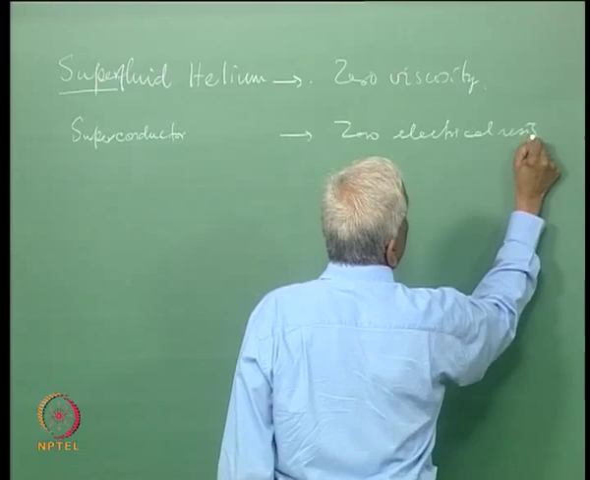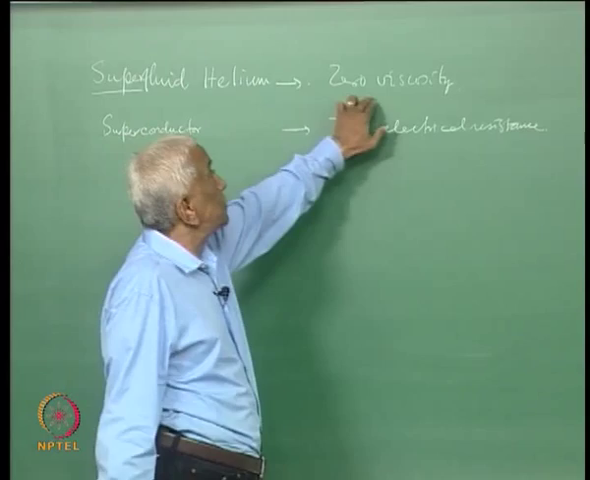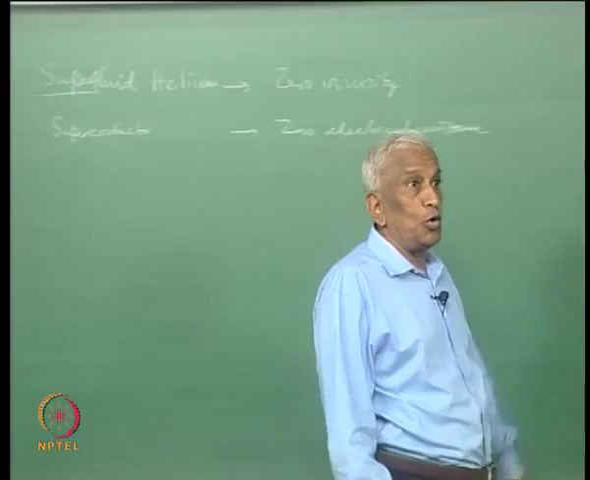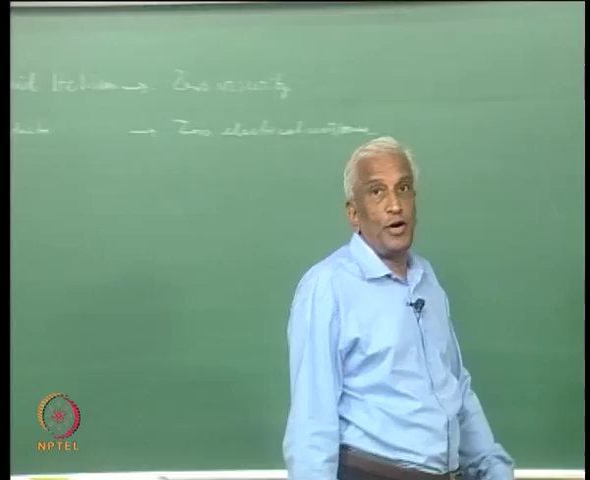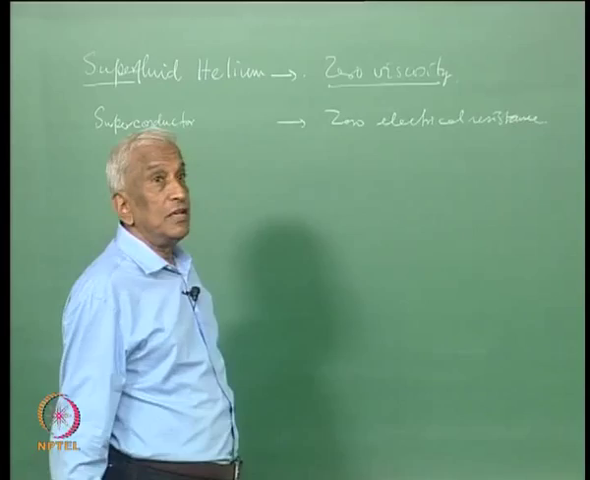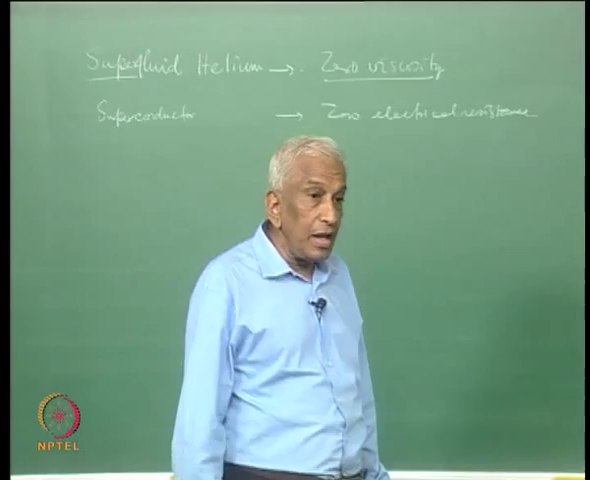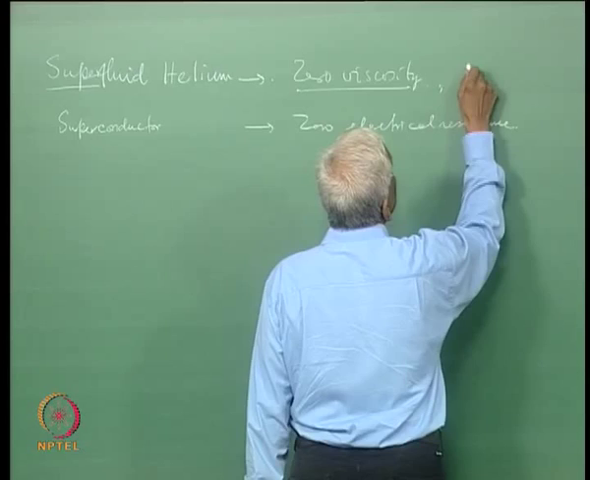And in the ordinary fluid state, in mass transport, the analog of electrical resistance is the viscous resistance to flow of the liquid. So, this viscous resistance vanishes in the case of a superfluid, just like the electrical resistance vanishes in the case of a superconductor. In addition, it also has zero entropy in a thermodynamic sense.